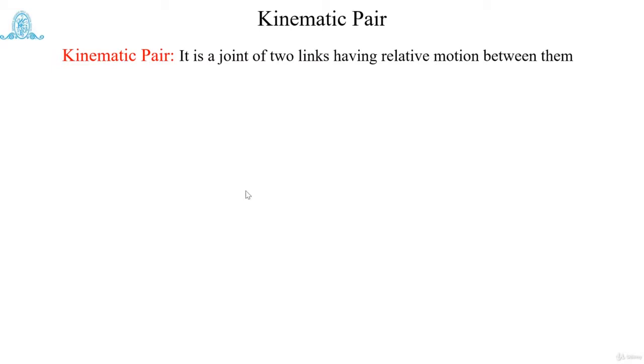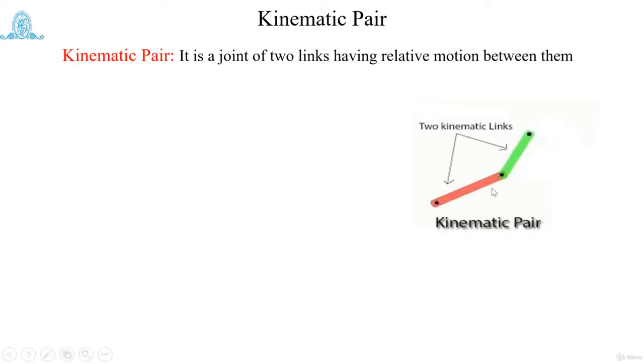Kinematic pair. The first part related to the second session is a kinematic pair. We have discussed a kinematic link, okay? But when we have joined two links together and these two links have relative motion between them, then they are forming a kinematic pair. Why have we used the word kinematic? What does kinematic mean? They should have a relative motion between them.